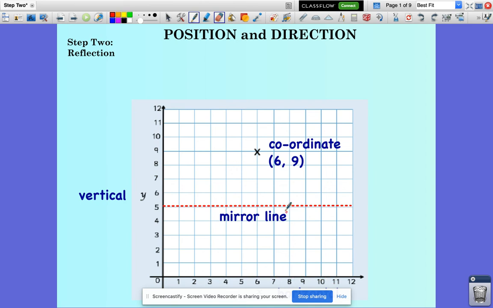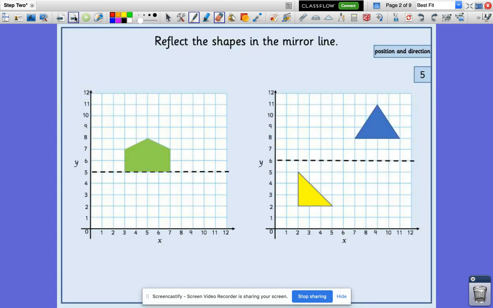Today you're going to learn about something called a mirror line. So this red dotted line is my mirror line. And what you have to imagine is that it is actually a mirror. Let's take a look. So it says reflect the shapes in the mirror line. So this dotted line is going to be your mirror line.